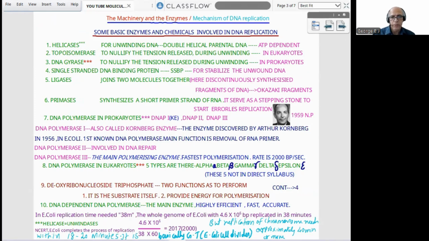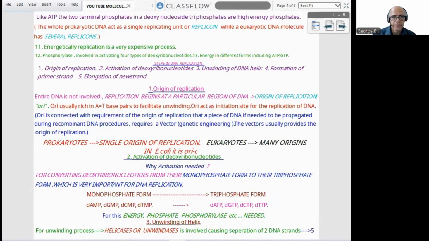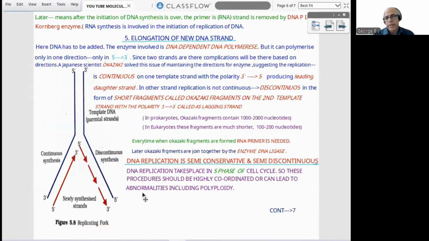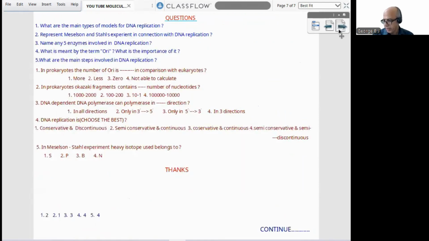Then I explained how that 18 and 38 come. So 18 means it is basically generation time, while replication of the chromosome needs approximately 40 minutes. That is how that 38 comes. And here this calculation, 2000 base pairs per second. Then we entered into steps. Origin of replication, ORI, prokaryote, eukaryote. Then activation needed. Then that famous diagram for labeling. Leading, lagging strand, then formation of primer strand, primase. Then elongation of the new strand, that is ligase. Then DNA replication is semi-conservative and semi-discontinuous. DNA replication takes place in the S phase of the cell cycle. Then 5 theory questions, 5 NEET model questions with the key.